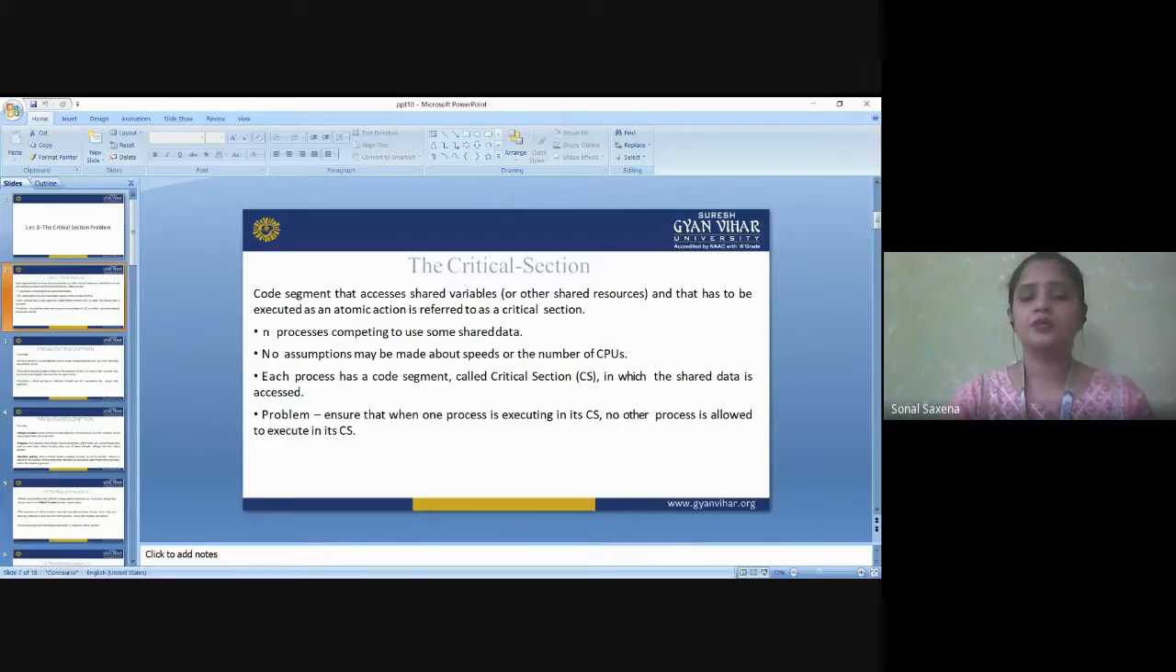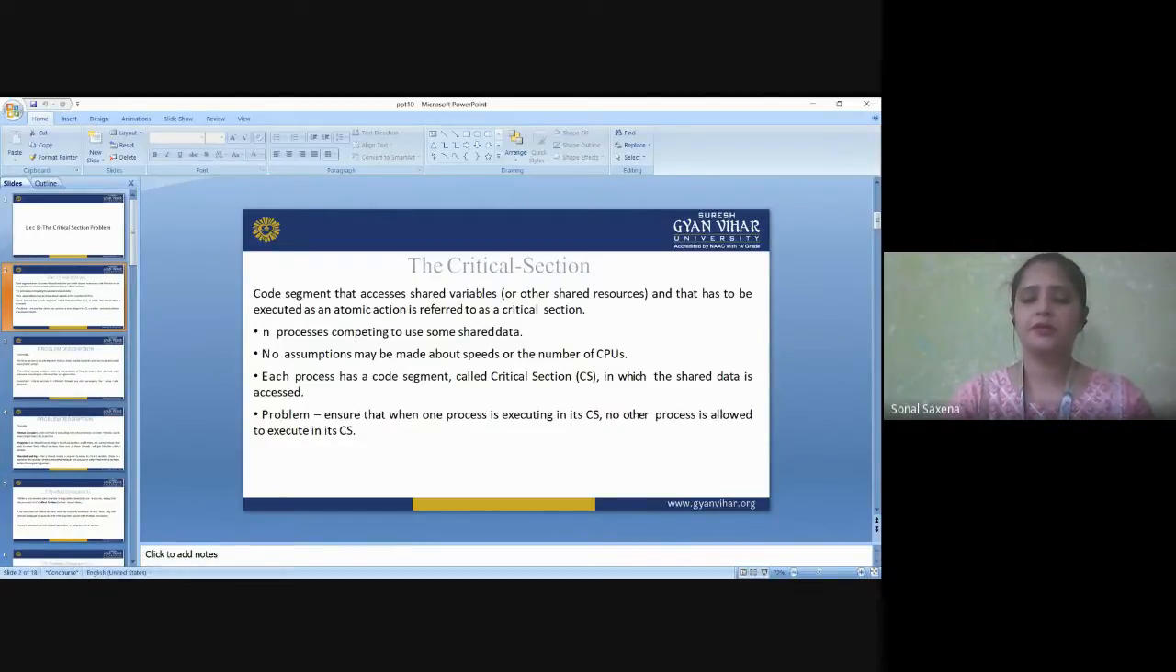Then, no assumption is made about the number of CPUs, the speed of the CPU, or at what time the CPU ends one process and grabs another process. That is also a point. Then every process has a code segment, which we call the critical section, in which the shared data is accessed. Where does the problem occur? The problem occurs when we need to ensure that when one process is executing in its critical section, no other process is allowed to execute in it. This is the major point.